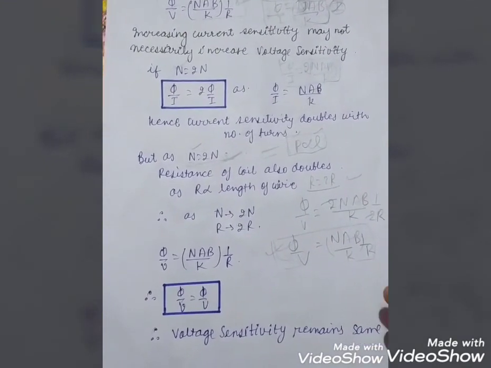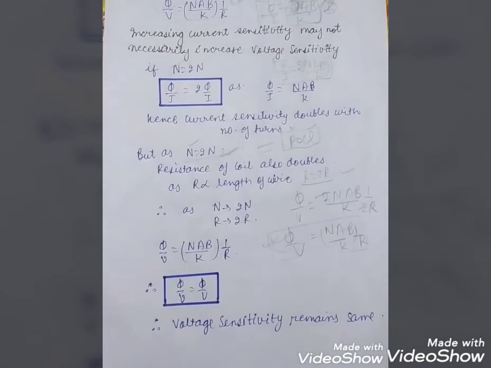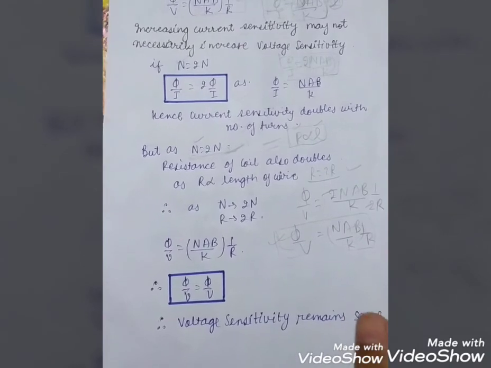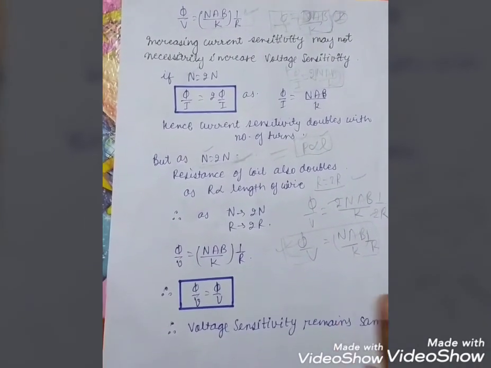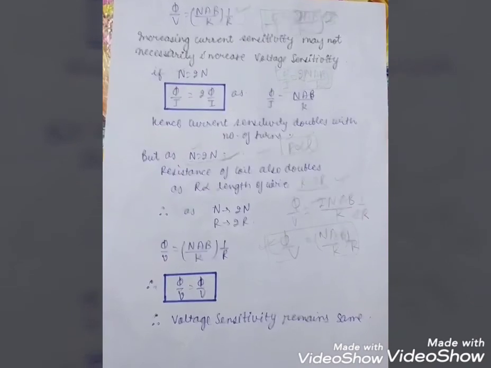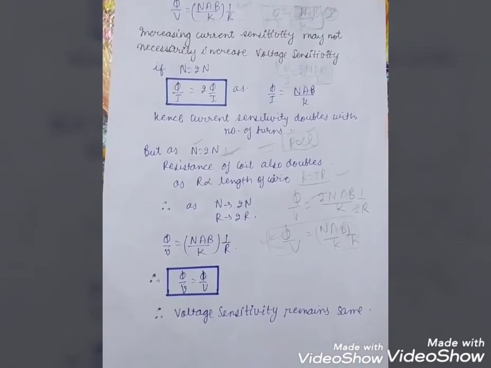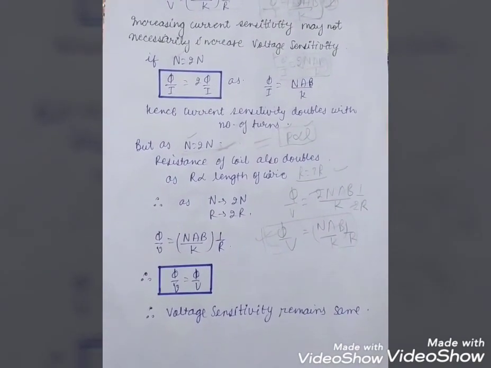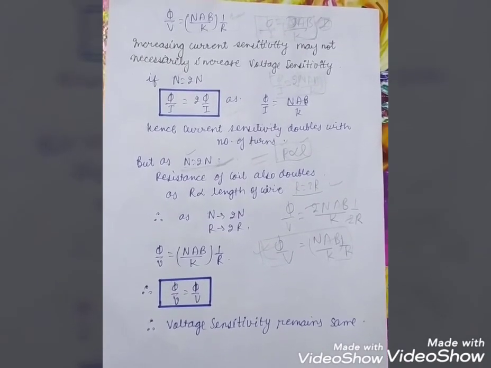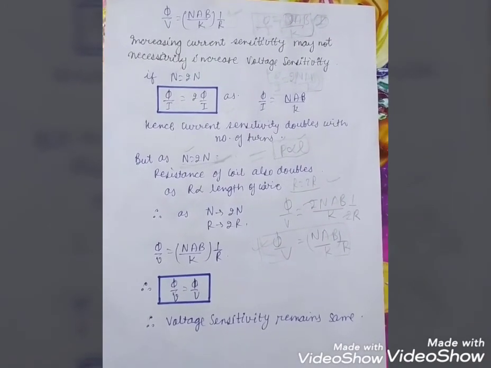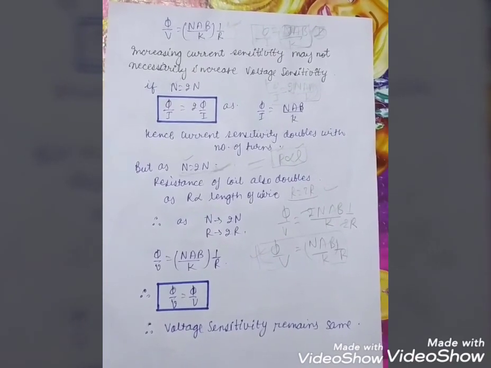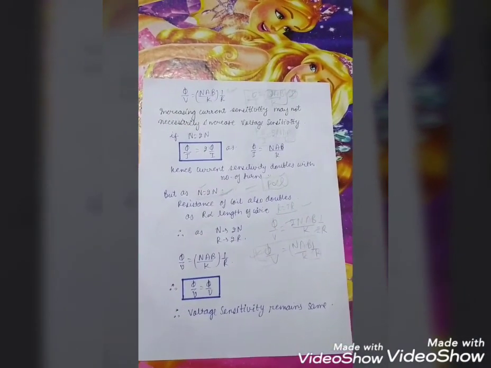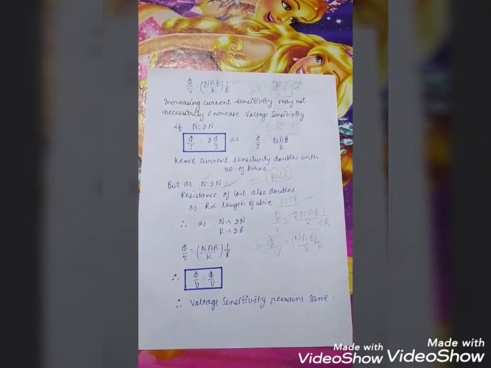So what have we found? We have found that if we change current sensitivity, there might be a change in the voltage sensitivity, or there might not be any change. Hence, what can we conclude? We can conclude that the modifications required for the conversion of a galvanometer into an ammeter might be different, or might not be different, from the requirements for the conversion of a galvanometer into a voltmeter.